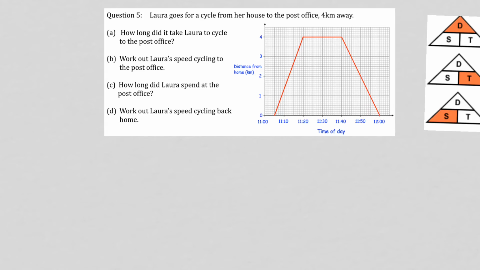So the first question we're asked, question A, how long did it take Laura to cycle to the post office? Well, look here, she's at the post office once the line begins to become horizontal at 11:20. But the challenge here though is she doesn't start at 11. Okay, she starts her journey halfway between 11 and 10 past 11. So halfway between here will be 5 past 11. So that means it took her, there's 5 minutes, 10 minutes, 15. Okay, or 11:20 back to 10 past 11 is 15 minutes.